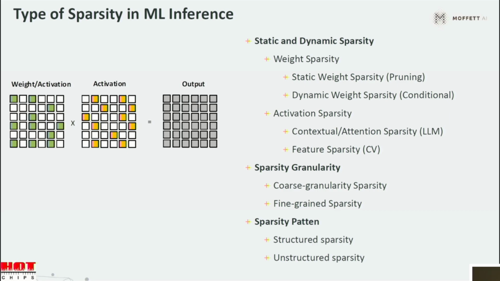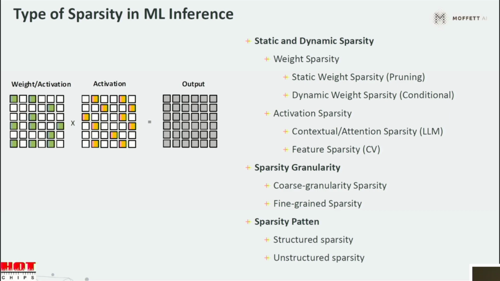And inside this category, we have weight sparsity. Weight sparsity can be static weight sparsity. Basically, you prune the weights before runtime, and then during deploy time, you have a sparse neural network that cannot be changed at runtime. This is called static weight sparsity.